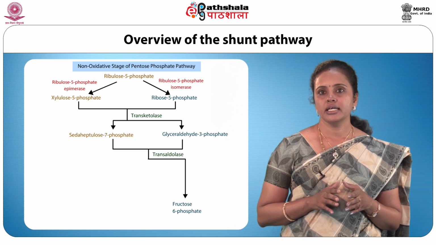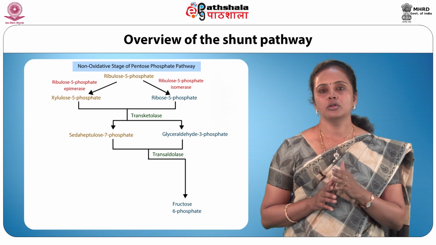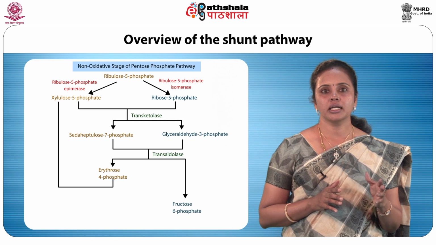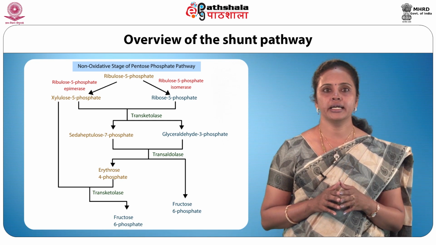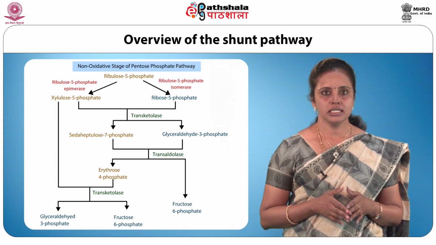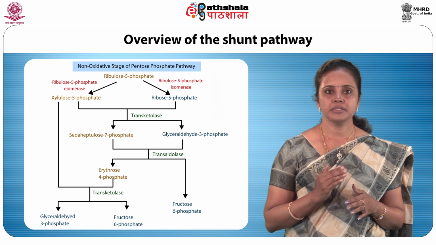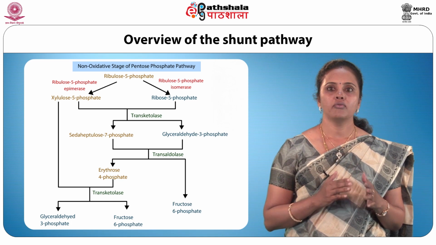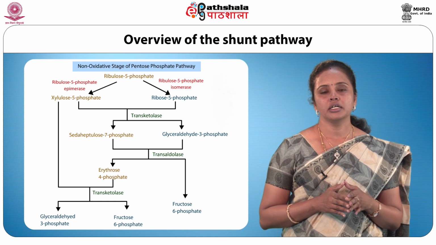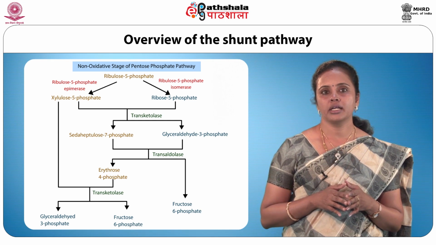There is another transketolase reaction. Here again a 2 carbon unit is transferred from xylulose 5-phosphate to erythrose 4-phosphate to form a 6 carbon sugar, namely fructose 6-phosphate, and glyceraldehyde 3-phosphate. Now, the next step is the regeneration of glucose 6-phosphate. Now, 2 molecules of glyceraldehyde 3-phosphate formed in step 7 are condensed to form 1 fructose 6-phosphate. So, this fructose 6-phosphate will then be converted to glucose 6-phosphate, which will be nothing but the reversal of step 2 of glycolysis.